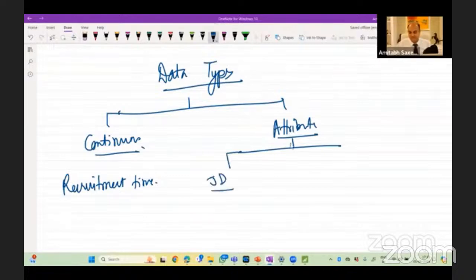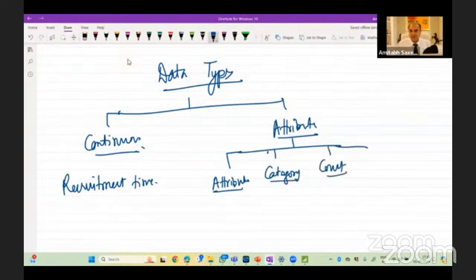So, job description. Okay, let me do it in a stepwise way. The way we learned attribute data, we'll create a category. We'll create a count. And then we'll create a proportion. And then we'll create a percentage.